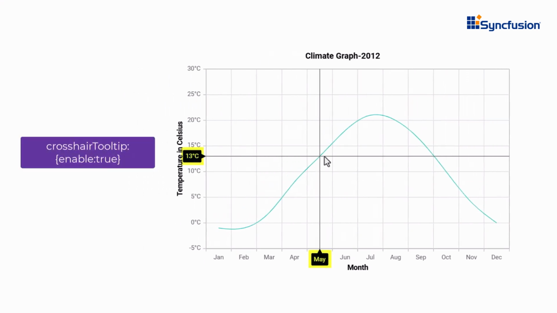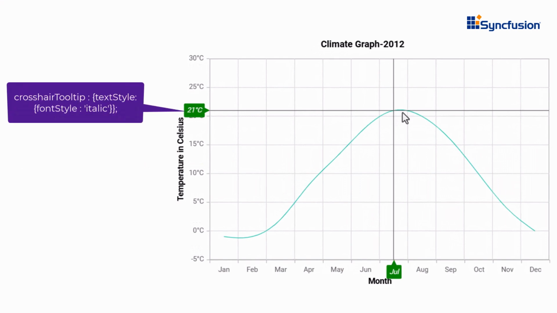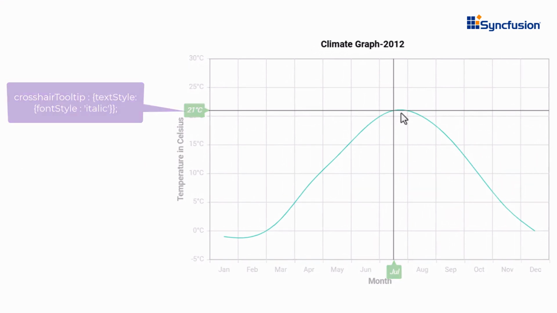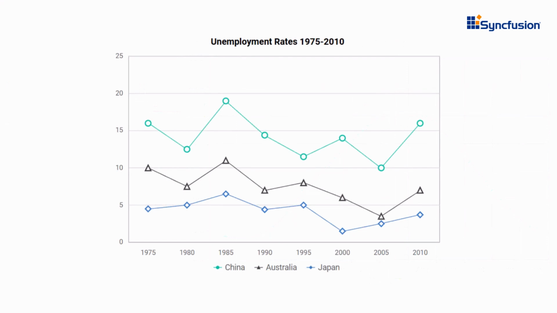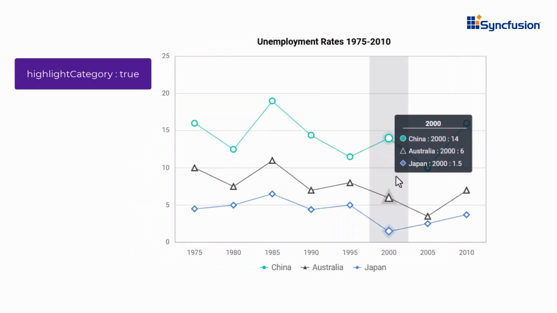Set Enable as true in Crosshair Tooltip. You can change the background using fill and customize the text using text style. And if your chart uses categories or dates, switch on the Highlight Category property to highlight the full category range when hovering.